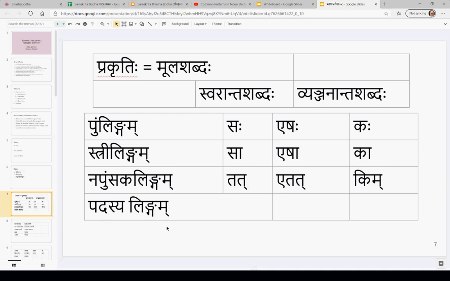Every nama padam is made up of a prakriti or a moola shabda. Even a kriyapada also has a prakriti. In the case of nama padam, the prakriti or moola shabda is called pratipadikam. So what are the examples of namapadam? Whatever we use in our Sanskrit language, all of these are namapadams. For example, saha, esha, kaha, sa, esha, tat, ramaha, balakaha, etc. Every namapadam has a prakriti or moola or pratipadikam, and on top of that, a pratyaya or suffix is added to bring it into a usable nama pada form. Nama pada and kriya pada both are usable forms in the Sanskrit language.